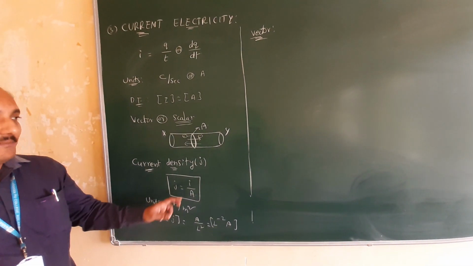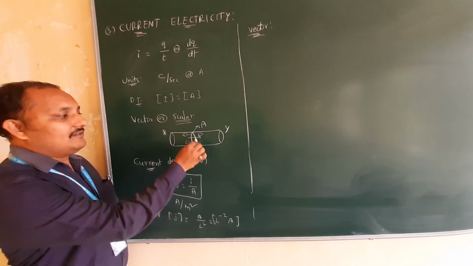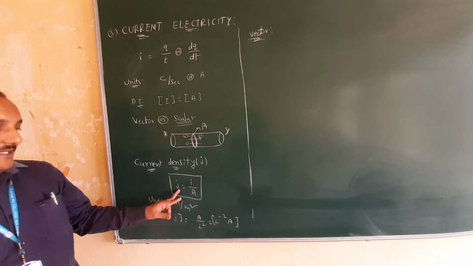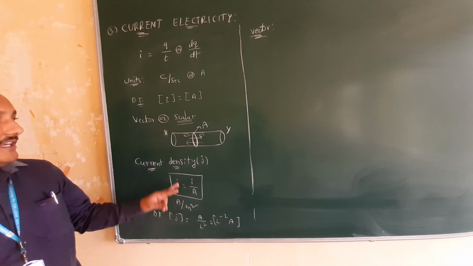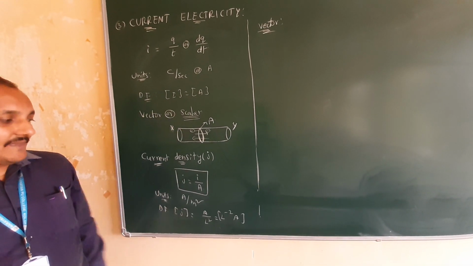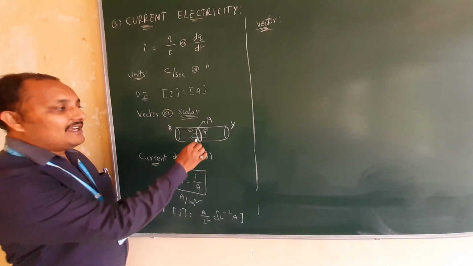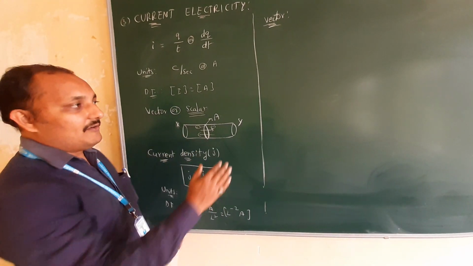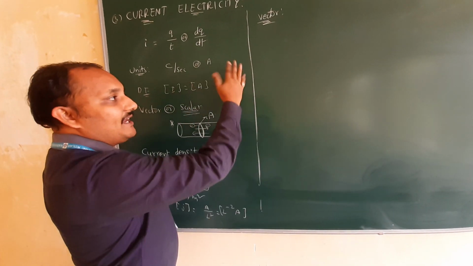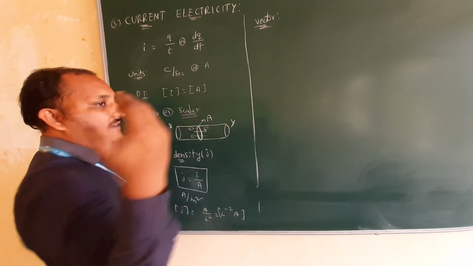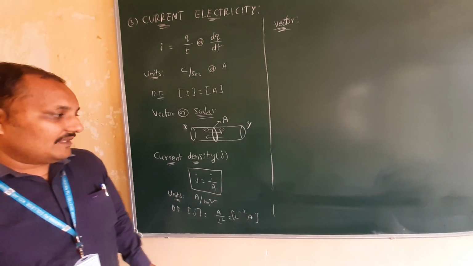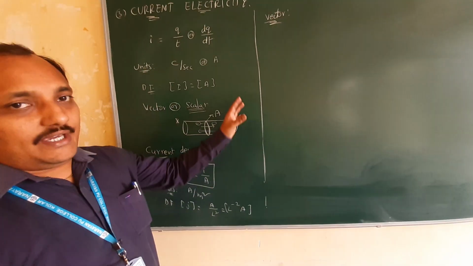Area is having a particular direction, the area of cross section. In whichever direction the area is, in that direction current density will be present. Current density is a vector quantity, but current is a scalar quantity. What is the direction of this area? It will be away. So area is having direction here. Therefore current density is a vector quantity.